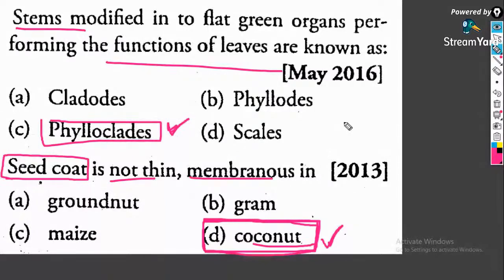Seed coat is not thin and membranous in coconut. Next question, comment the answer fast on the chat box.